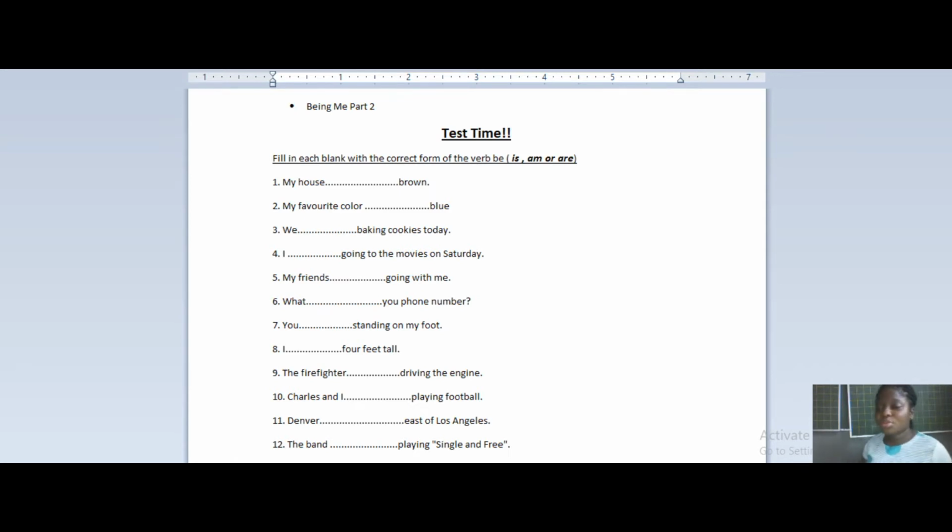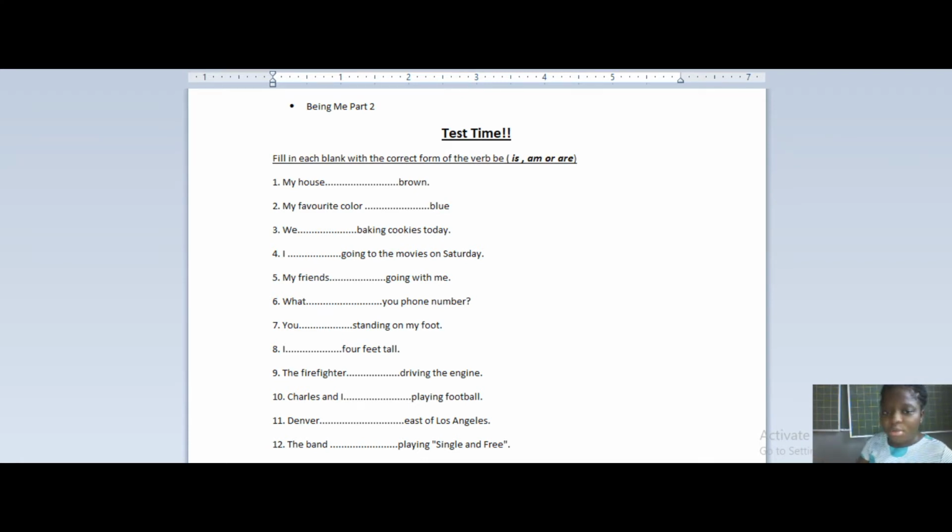This is a continuation of the previous lesson, and the theme of this lesson is the same as the previous one, which was being me. This is Being Me part 2, the last part. We did verbs, and we learned about the verb be and other forms of the verb be, which are am, is, and are. We also studied the rules on how each of these words is used.